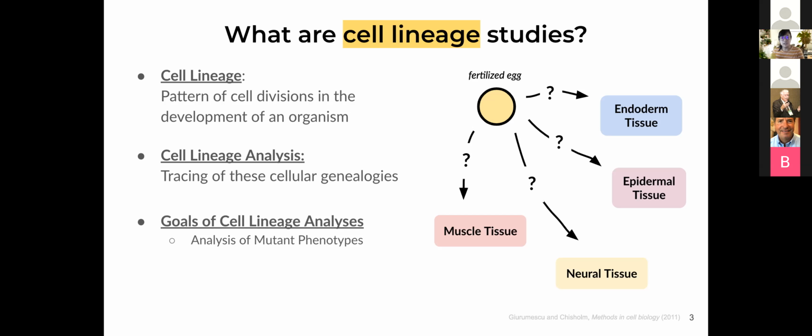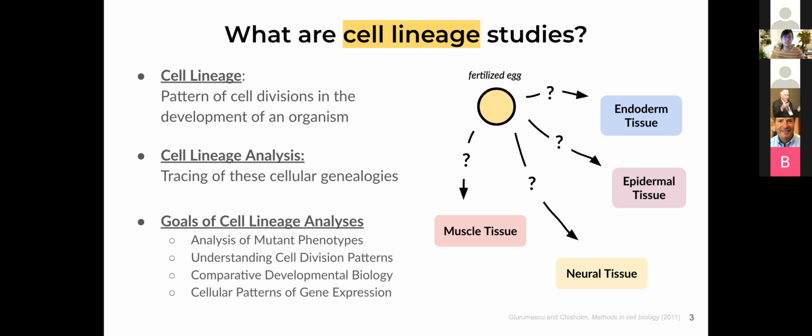One, understanding how cells divide and form different tissues will allow us to address the developmental basis of specific phenotypes, such as those caused by mutations, and figure out at what point in a cell lineage did a certain perturbation take effect. These analyses can also help us understand the pattern of cell divisions, such as the polarity of cells in the formation of embryos, as well as help us understand how developmental processes differ or are similar across multiple organisms, especially in organisms that are evolutionarily related to one another. Finally, we can use cell lineage studies to understand the cellular expression patterns of certain marker genes that are important for the formation of specific tissue types.